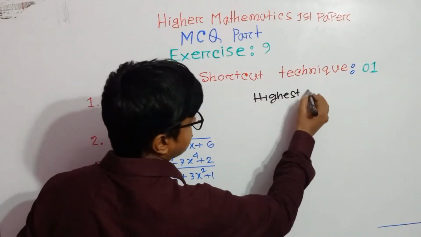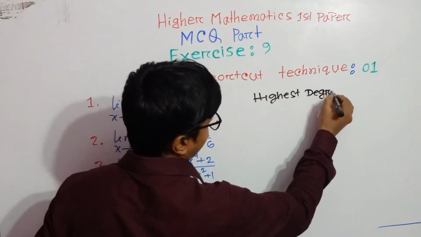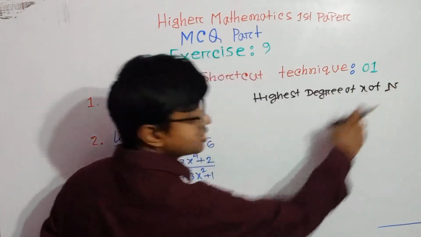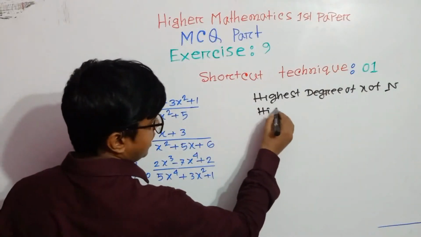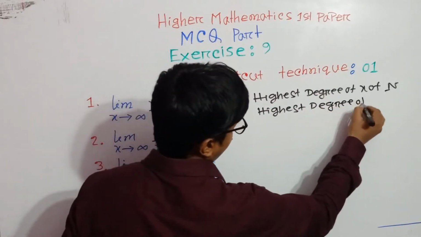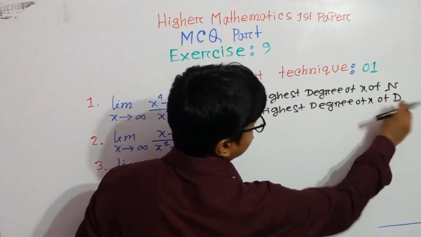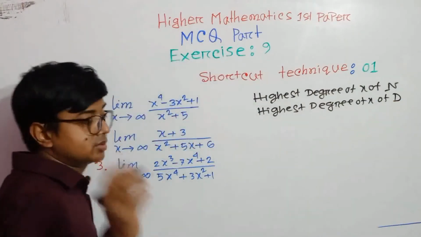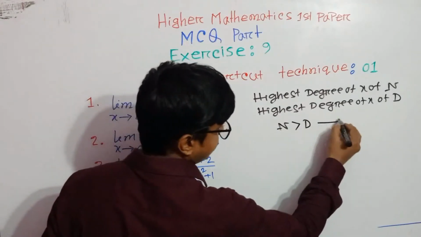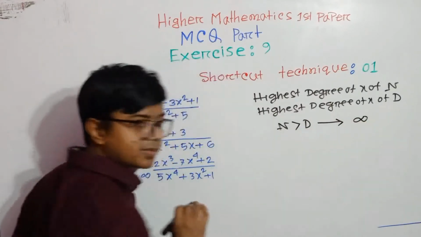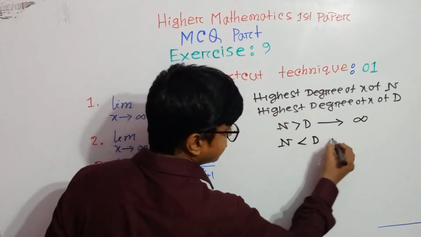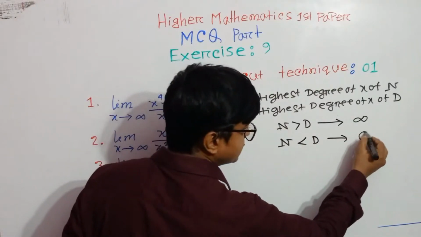Highest degree of x variable of numerator, here n means numerator, and highest degree of x variable of denominator, here d means denominator. Look at this. Here, when n is greater than d, then our answer will be infinity. And another one, when n is less than d, then our answer will be 0.